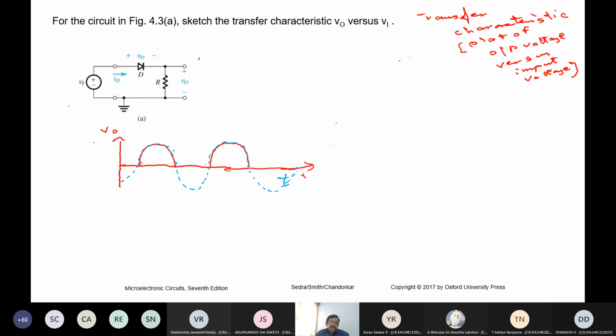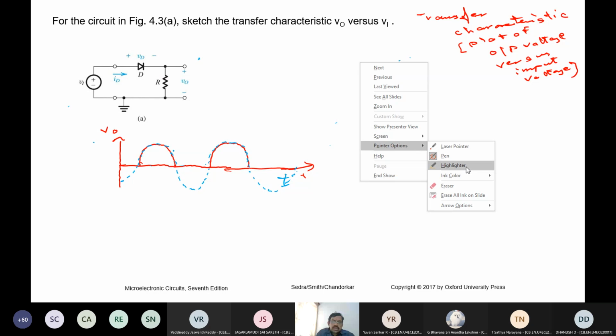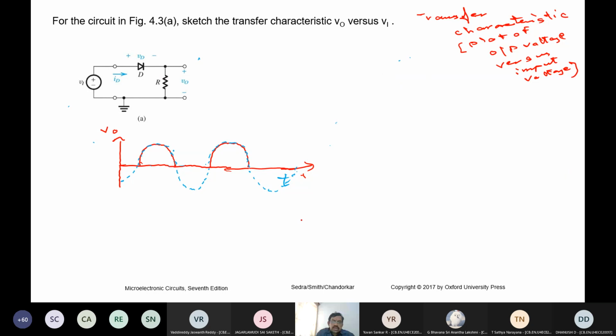Okay, so let me ensure that I use back the same color. So there is an output over here. So I am going to draw it a little larger here, and then there is no output here. So which means when I draw this transfer characteristics, I have to take the output on this and the input VL on this.